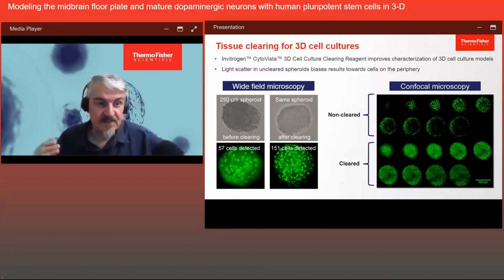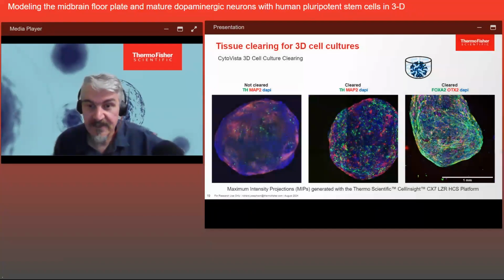So what I did was to fix and permeabilize my midbrain organoids at 3 weeks of differentiation or later, then added the antibodies to detect their targets, and then finally cleared after the antibody incubation. And I'll show you a comparison of cleared and uncleared organoids on the next slide.